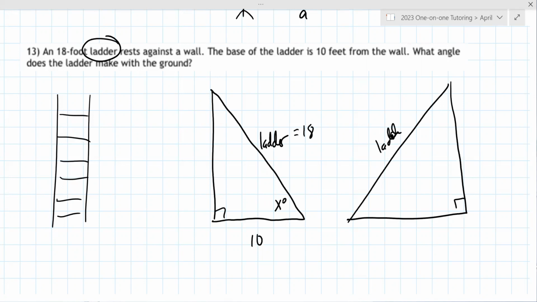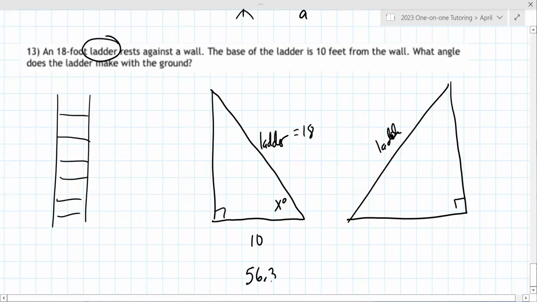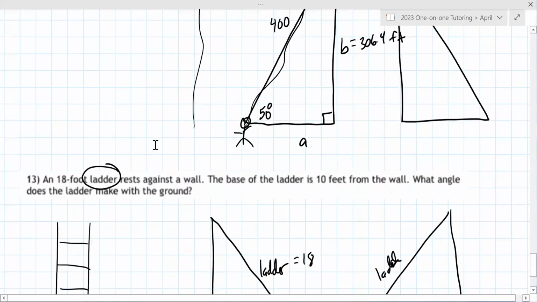How are you doing on this one? Good. I've got 56.3 degrees. You got it. Very good. All right, so close to the end here, we might have enough time for a really quick question verbally, or do you have any other thoughts?